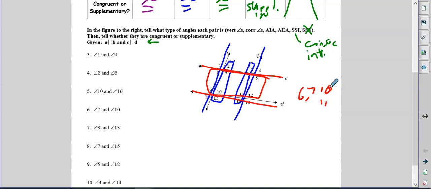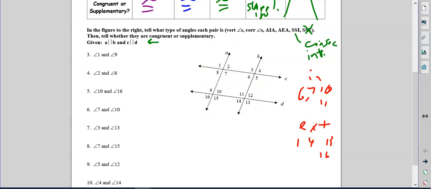Okay? And same thing with exterior. For the blue lines, 4, 5, 12, and 15, along with 1, 8, 9, and 16, are exterior. But if you're looking at the red lines, it's 1, 2, 3, 4, and 15, 16, 14, 13. And the only ones that are always exterior, no matter what, are on the corners, 1, 4, 13, and 16. So otherwise, it depends on which way you're looking at the angles. So you got to be careful when there's this many lines.